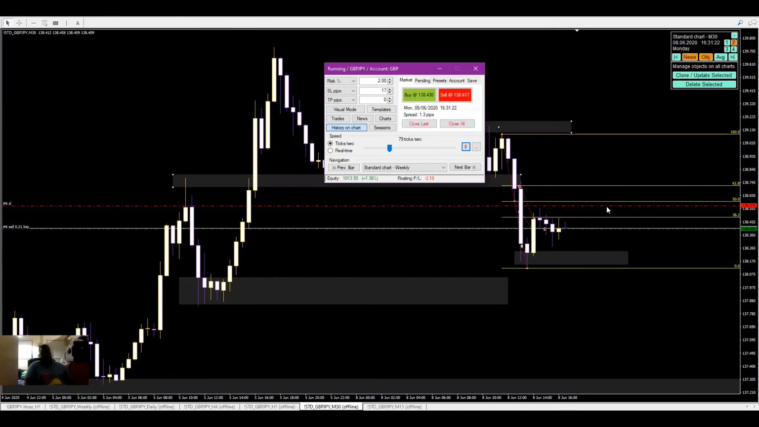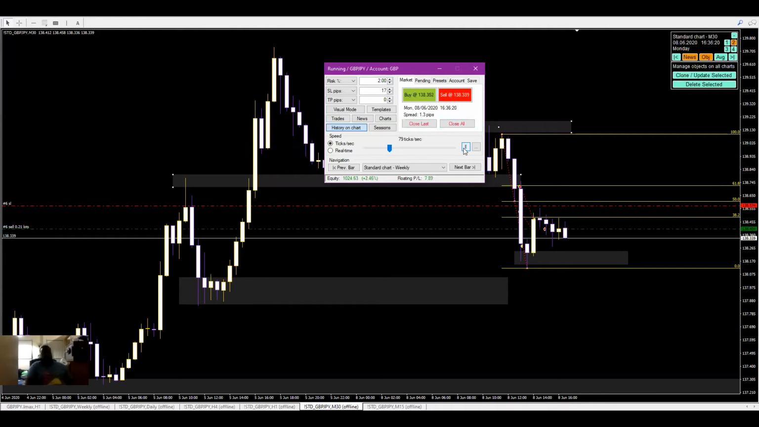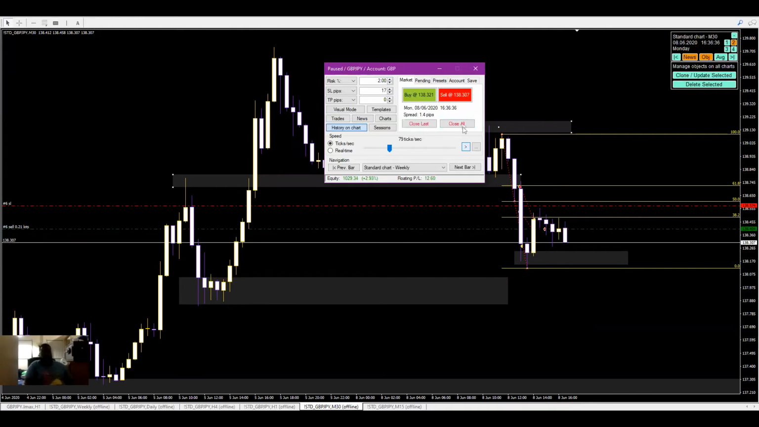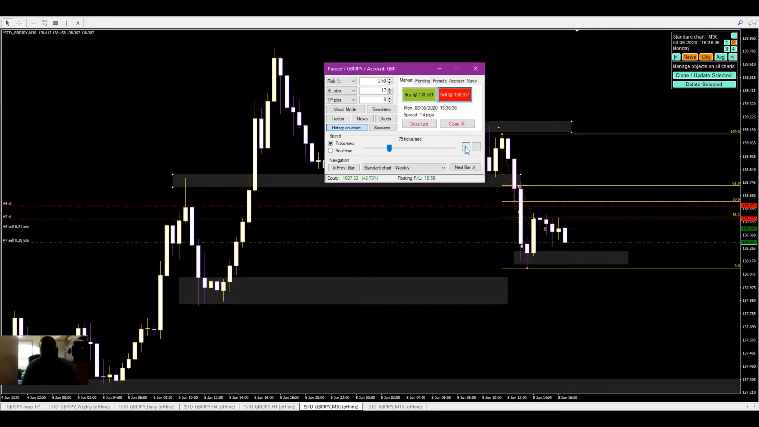But this still looks perfectly fine. As a matter of fact, if this candle's low gets broken, I'll put that 2.5% back into play, because this is perfectly fine. So we'll put 2.5% back into the market and put it 17 pips away. But we'll close that order real quick.